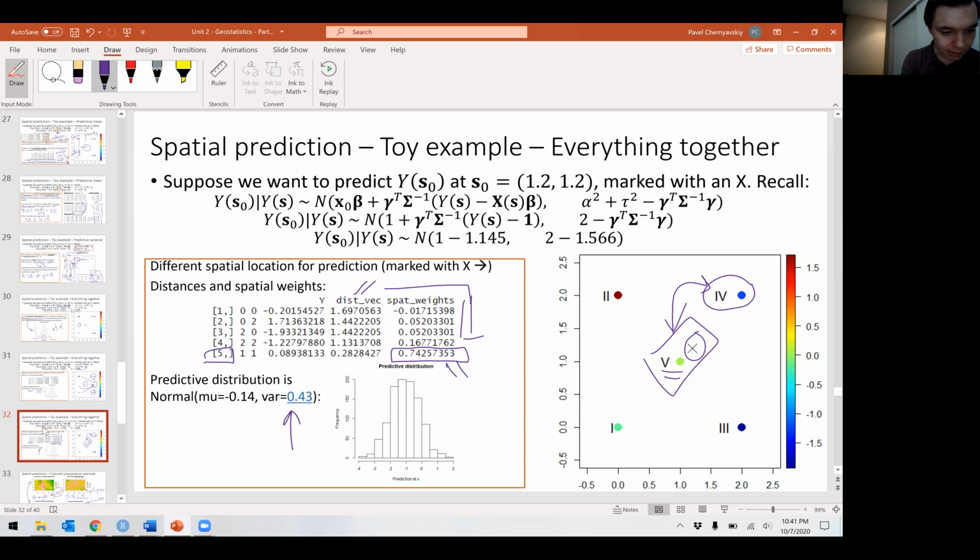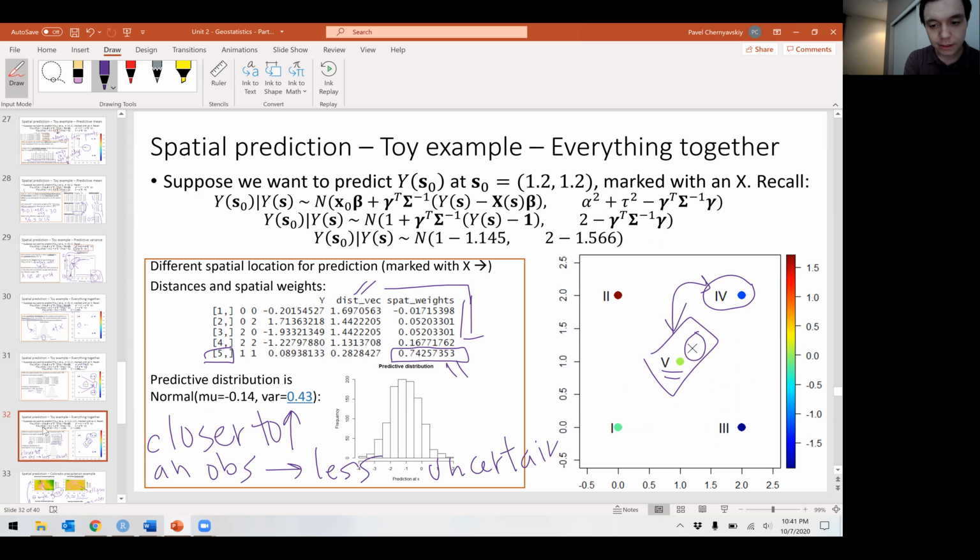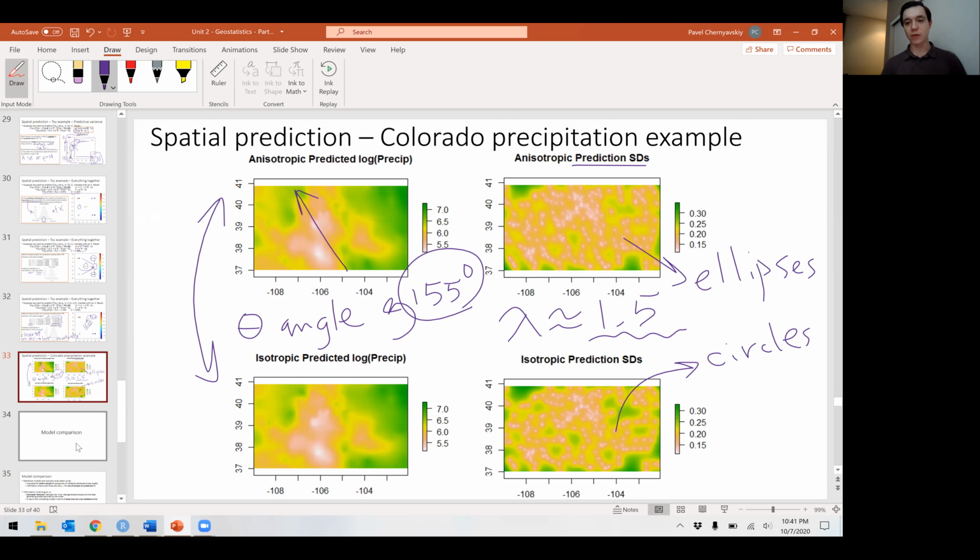So because we are closer to an observation, we have less uncertainty. And that too should make a ton of intuitive sense. The closer we are to what we observed, the less uncertainty we need to propagate.